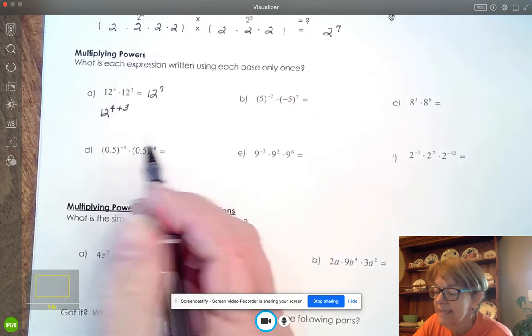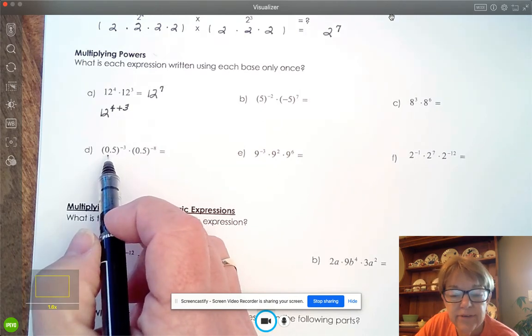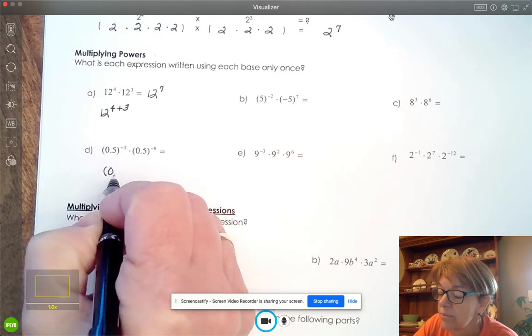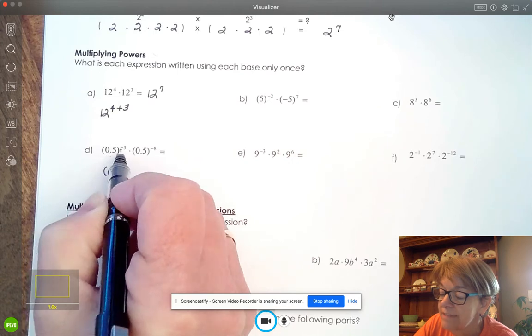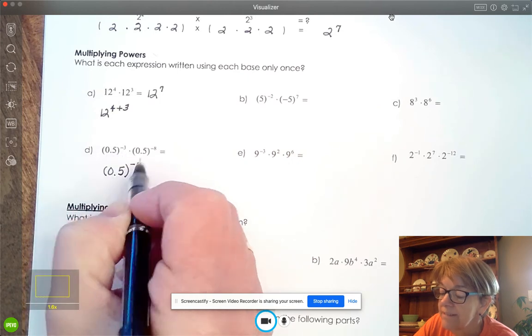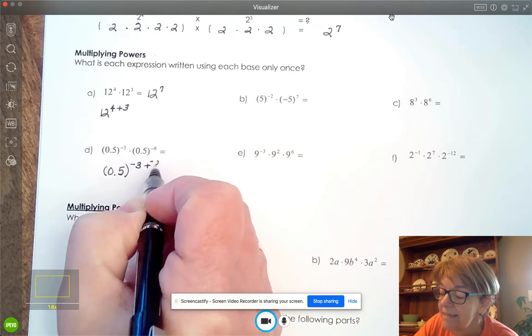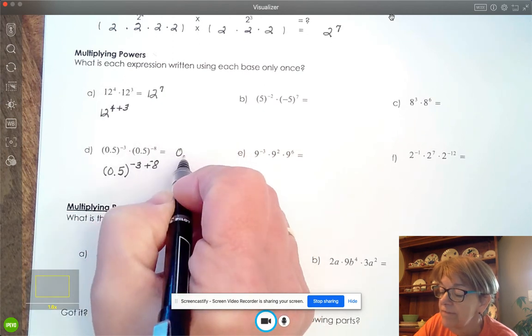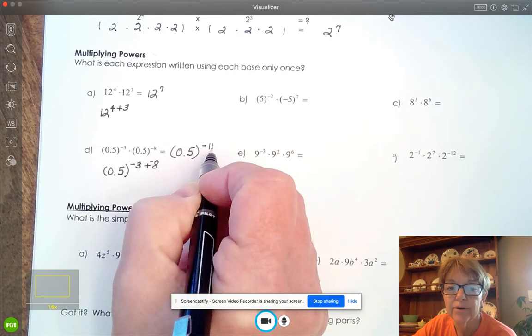If you have something in parentheses, such as this one down here, that's okay. We're going to do the same thing. I have a base of 0.5 to the negative 3 power, 0.5 to the negative 8th power. So I'm going to add that negative 8. And what I have is 0.5 to the negative 11th power.